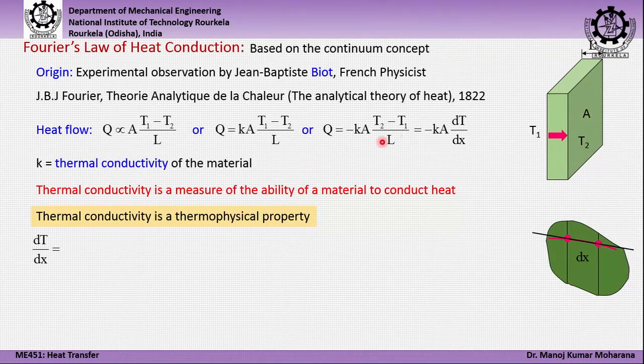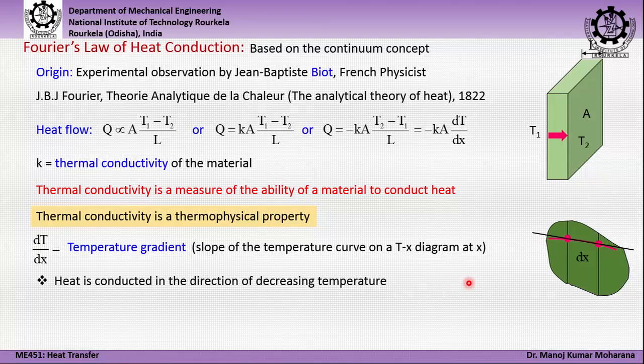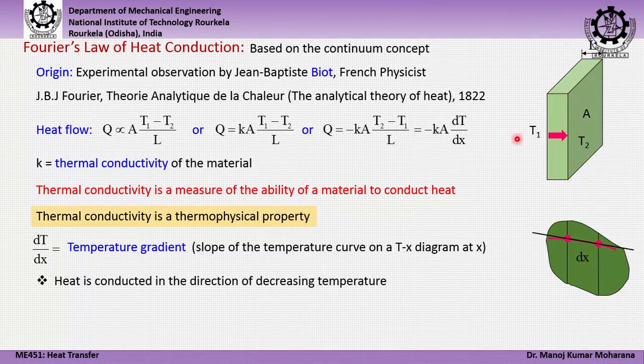And this dT by dx, as told, is nothing but the temperature gradient, which you can find out as the slope of this temperature curve on a T-x diagram, if you draw the variation of temperature from the left face to the right face inside this slab. And the direction in which heat will be conducted, as shown here by this arrow, will be in the direction of decreasing temperature.